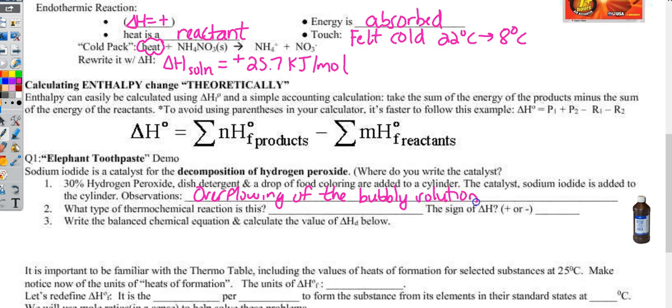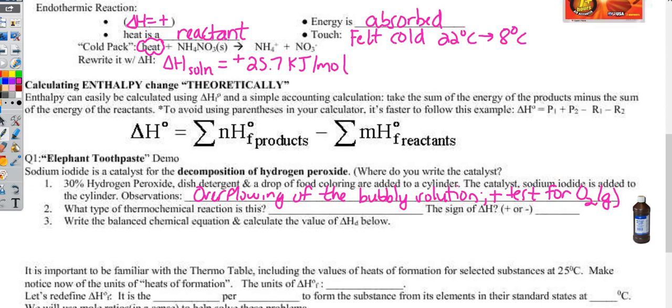Okay, and so the detergent was just to create the bubbles. And then what we saw was when we took the splint and we put it in there, that it actually relit the splint. And so we had a positive test for oxygen, a positive test for oxygen gas, for O2 gas, where it relit it.